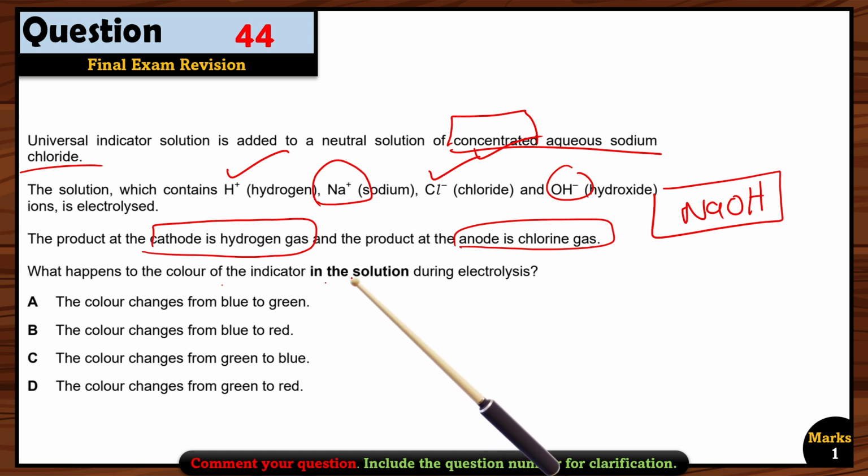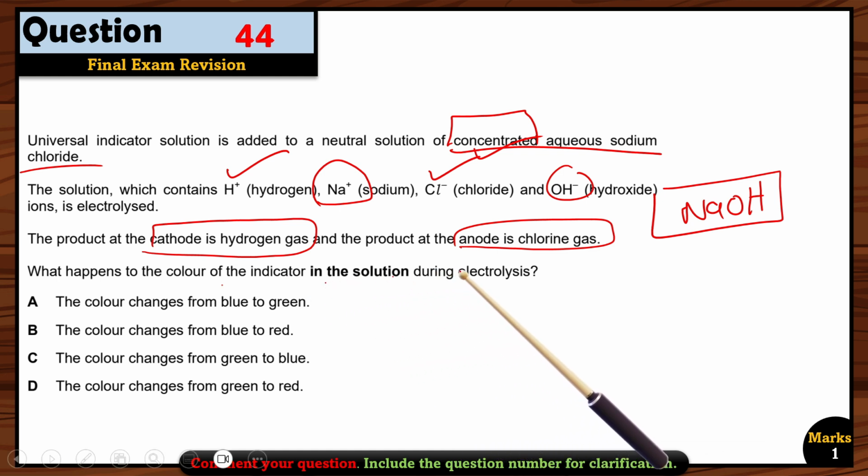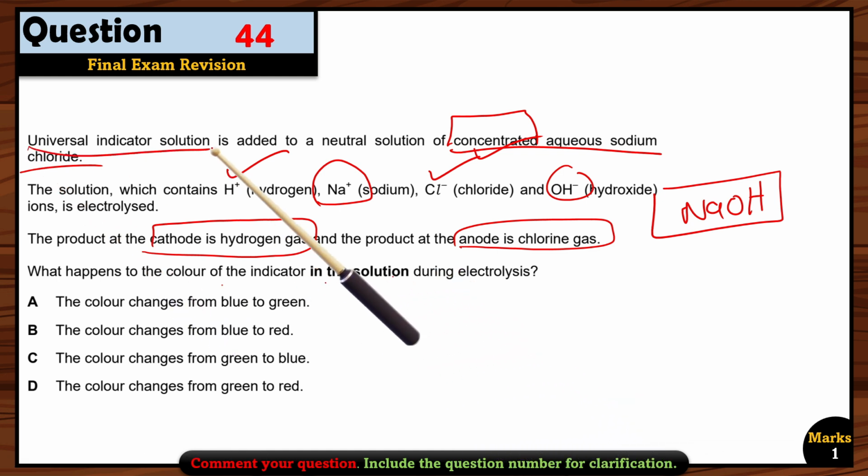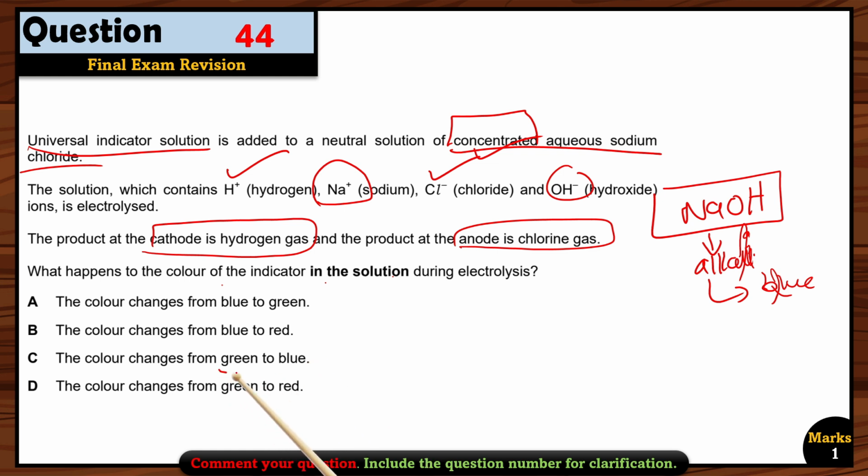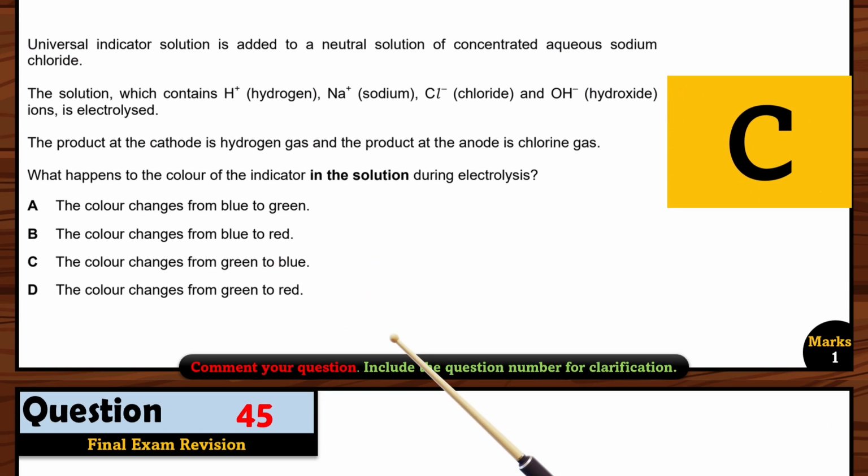What happens to the color of the indicator in the solution during electrolysis? If you added a universal indicator solution, and in the electrolyte we now have NaOH, a strong alkali, right? It's a base. So usually what will be the color change? The final color for alkalis is usually blue. Can you see the blue? It's green to blue, blue to red, blue to green, green to red. So green to blue. Blue should be the final one. So option C is the right option.